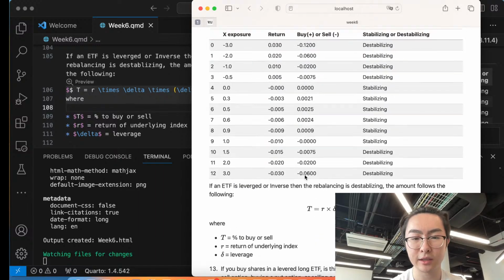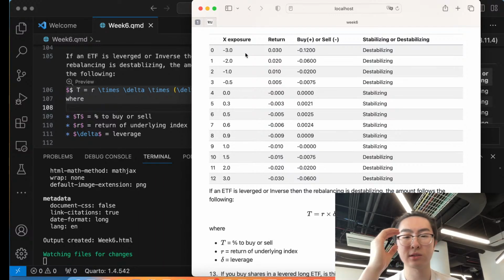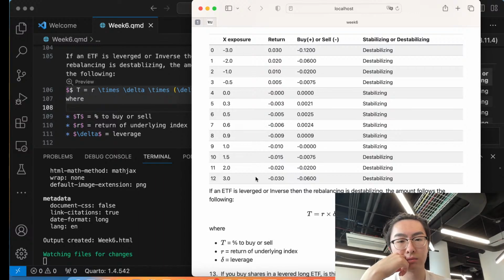Yeah, so why is it that if you are shorting an underlying index, you have to sell more than going long that index by however many?